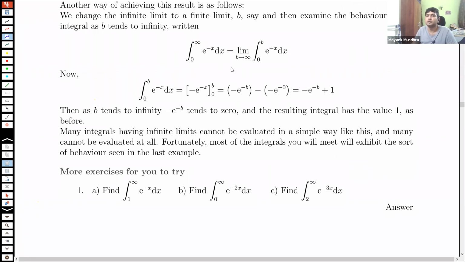Another way to do this would be to use limits. Instead of putting infinity here, you put some value b and take the limit b tending to infinity. Obviously you are breaking the one-step thing into a two-step thing and elongating the process. It's not really necessary, so you can ignore it. The correct way to do it would be, instead of putting infinity here, you put a value b, and then you say that this b is tending to infinity.